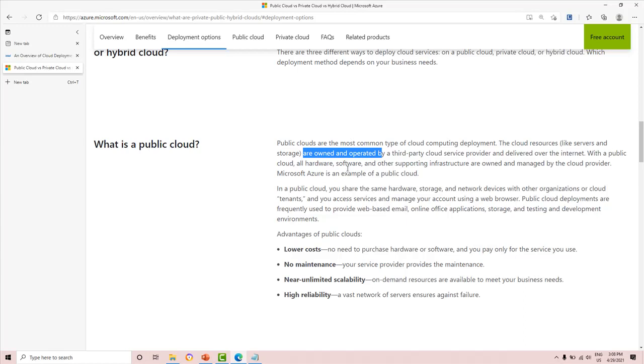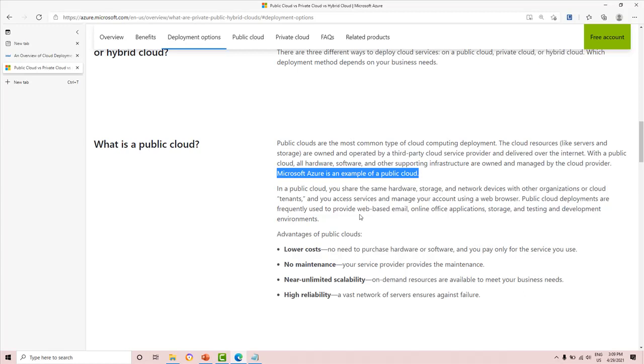With a public cloud, all hardware, software, and other supporting infrastructures are owned and managed by the cloud provider. Example, Microsoft Azure. Okay, Azure from Microsoft is an example of public cloud. So in a public cloud, you share the same hardware, storage, and network devices with other organizations or cloud tenants. So the same infrastructure like hardware, storage, and networks are shared among multiple customers, users who are referred to as tenants in the public cloud computing. So the customers access the services and manage the account using a web browser.